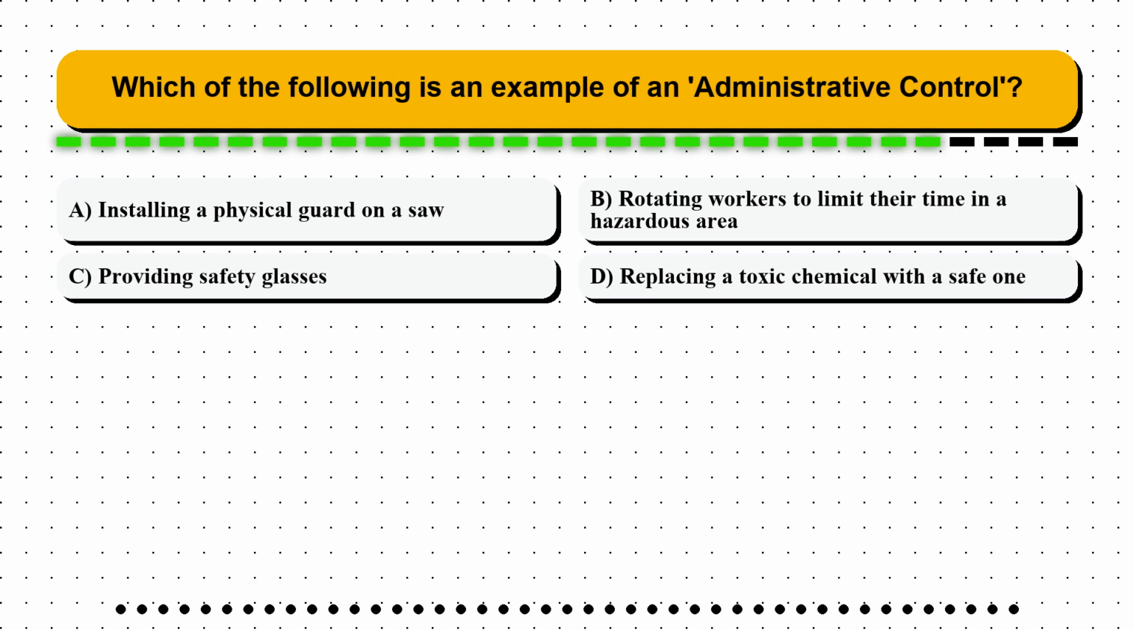Question 35. Which of the following is an example of an administrative control? Option A, installing a physical guard on a saw. Option B, rotating workers to limit their time in a hazardous area. Option C, providing safety glasses. Option D, replacing a toxic chemical with a safe one.